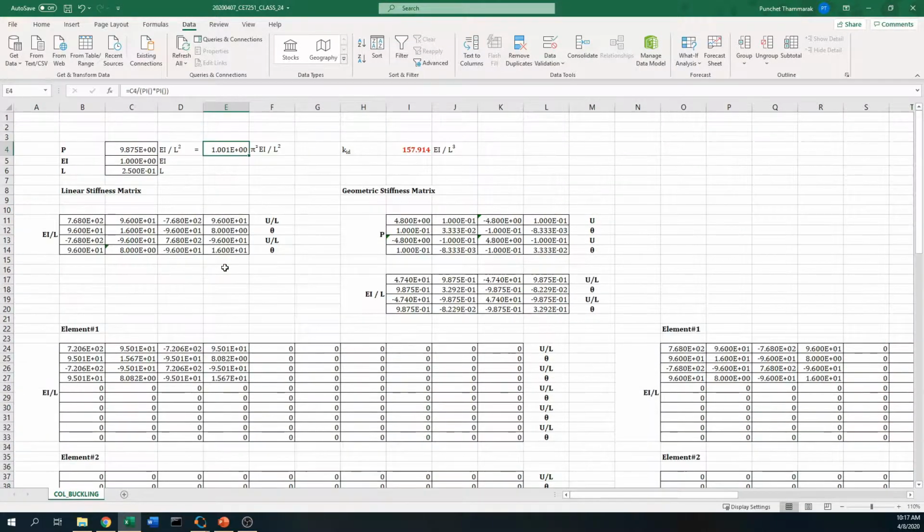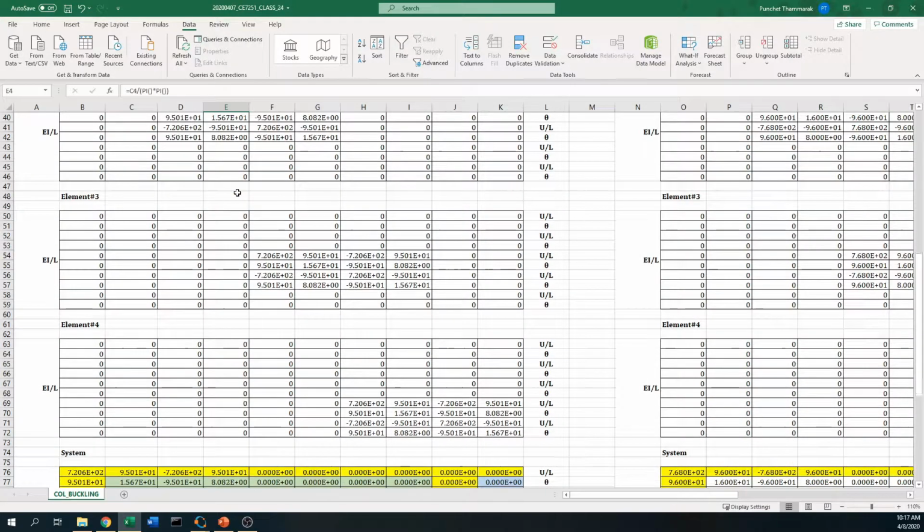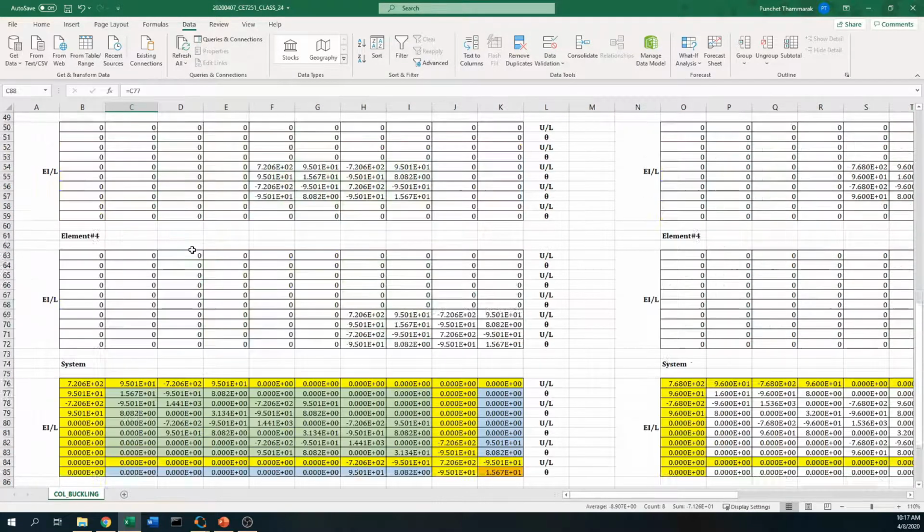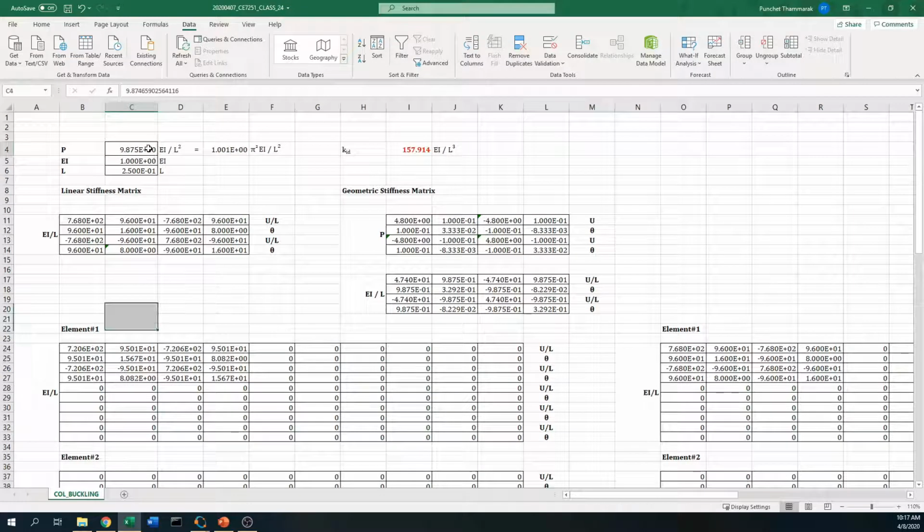Well, that depends on the goal seeker, and one bad thing I used to mention about the goal seeker is that you have several roots for one problem. So how many roots are possible in this problem? I think 1, 2, 3, 4, 5, 6, 7, 8. It is an 8 by 8 matrix, so you can have 8 roots. That means 8 values of P, but the lowest one is going to control the buckling of your column.